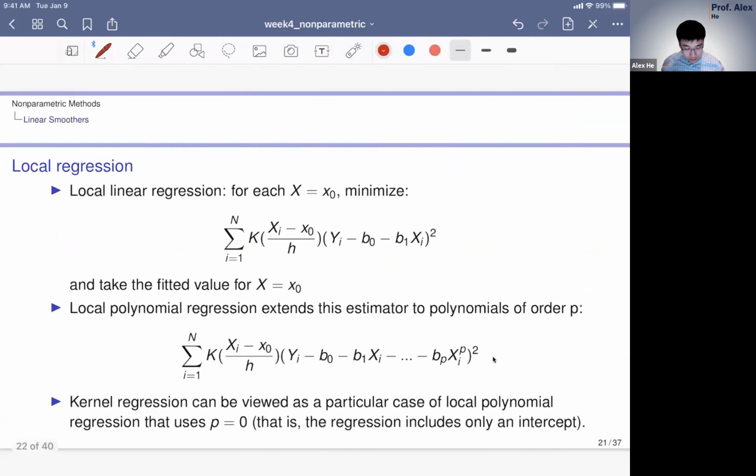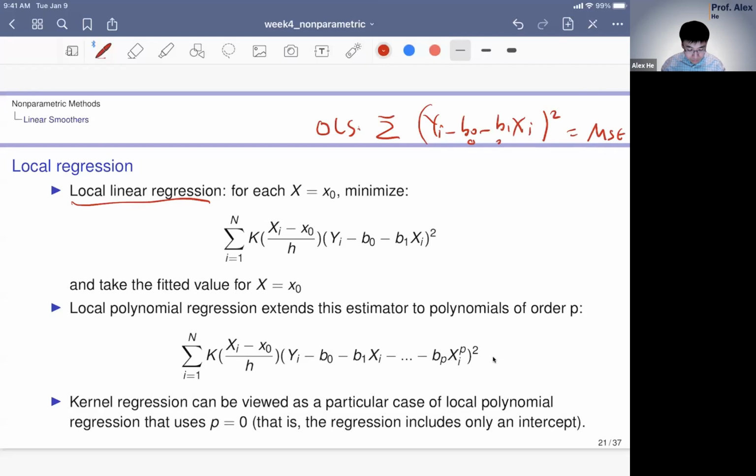And then some extensions. So the first one is the local linear regression, where, remember for the OLS regression, you would just minimize the sum of yi minus b0 minus b1 xi, squared, right? So that equals the mean squared error. So you choose the betas to minimize that.